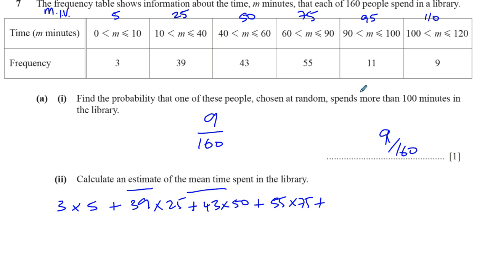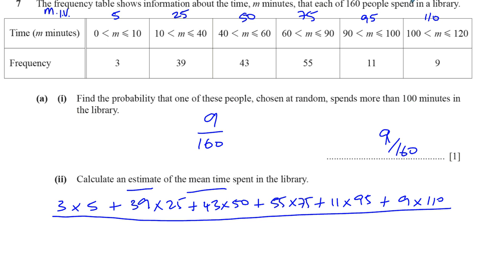plus 11 times 95. Whoops, what did I write there? 11 times 95. And finally we have 9 multiplied by 110. And that's all going to be over the total number, which is 160 people. If they didn't tell you the total number, you'd have to add the frequencies together, and that'll tell you how many people spent time in the library.